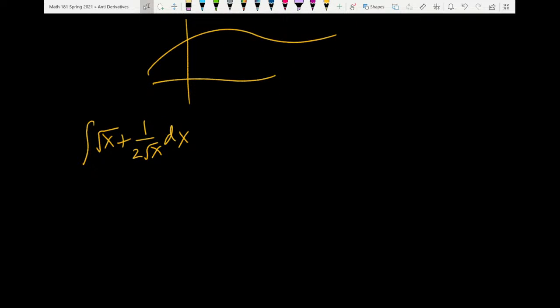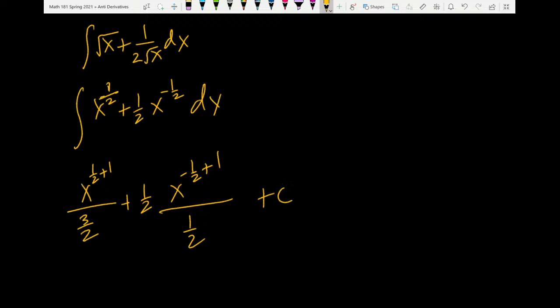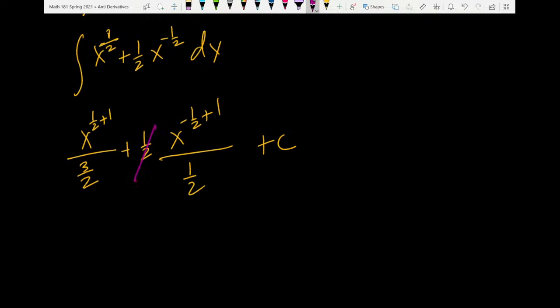So if we look at this one, let's rewrite it again. Now let's do the antiderivative of that. I get 1/2 plus 1, I get 3/2. Then 1/2 x to the negative 1/2 plus 1, I get 1/2, plus c. Well, these cancel out, and I get 2/3 x to the 3/2 plus x to the 1/2 plus c. I'm just going to leave it like that.